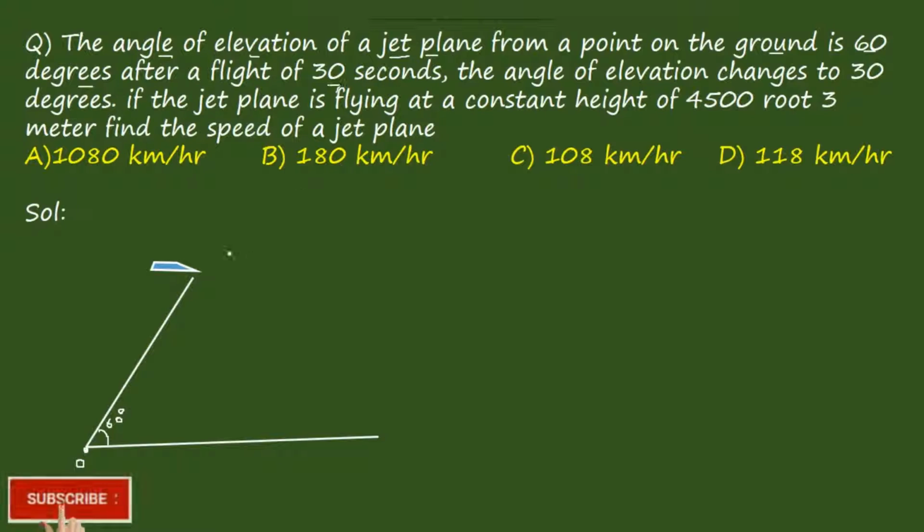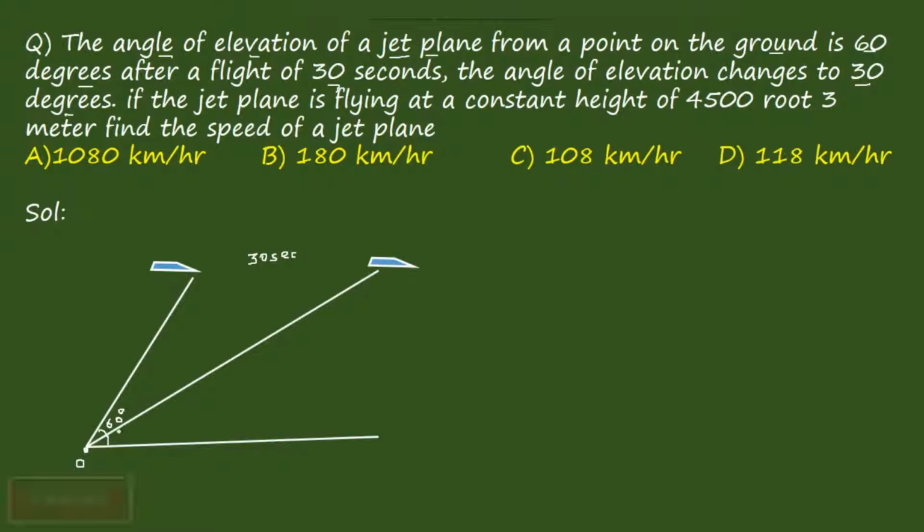After 30 seconds, the flight would be moving forward. The jet plane has moved forward, and the angle of elevation has changed to 30 degrees. The jet plane is flying at a constant height of 4500 root 3 meters. Find the speed of the jet plane. We have to find the speed.